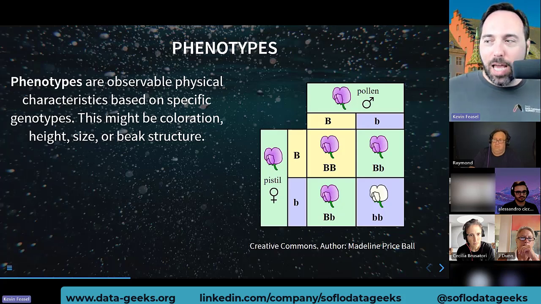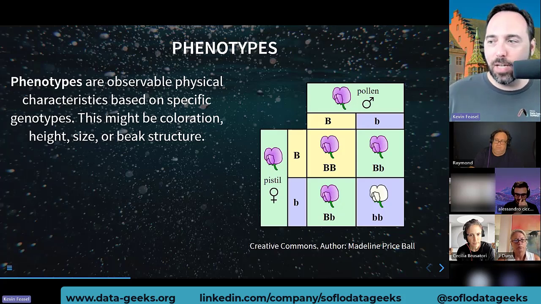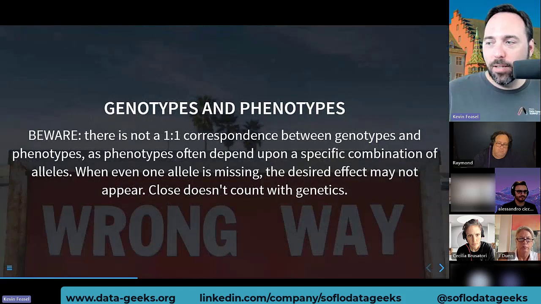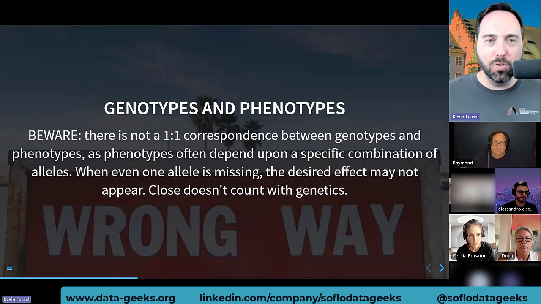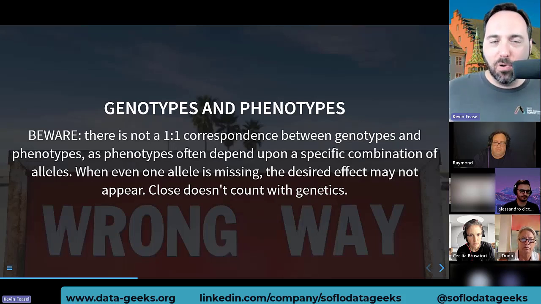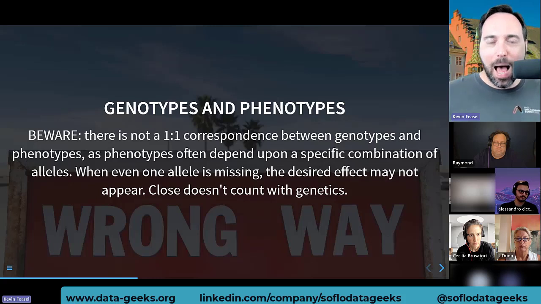In other words, our genotypes will drive the physical characteristics, the phenotypes. So coloration, height, size, eye color I mentioned. But there's not really a one-to-one correspondence. It's not like this genotype controls eye color. It is more of a complex intermixing of many different genotypes. So the phenotype will depend on a combination of alleles.